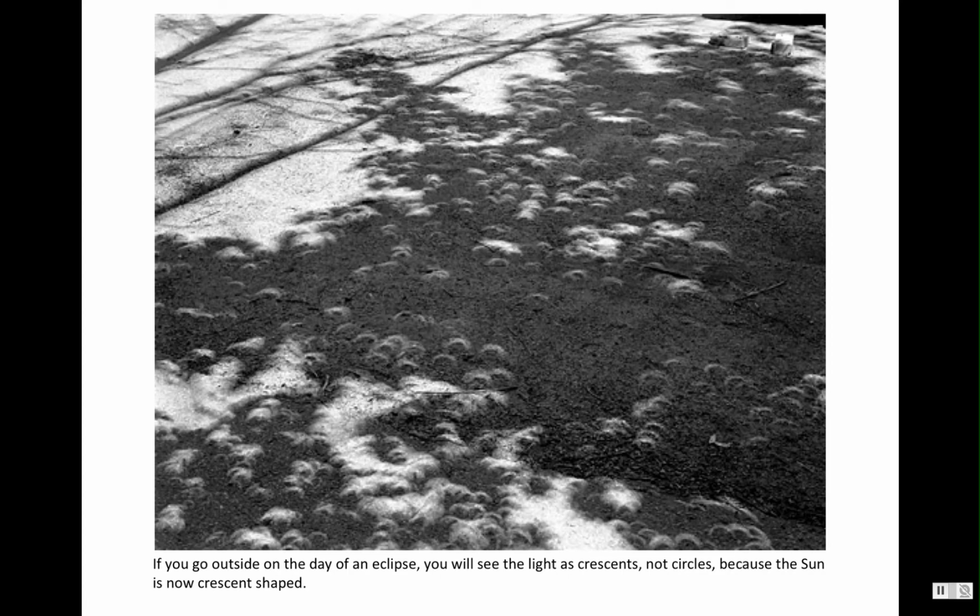And the proof of this is if you ever go outside on the day of an eclipse and you look down at the same kind of dappled light on the ground, it's not going to be in a circle, it will be in the shape of a crescent, because the sun is now partially blocked by the moon and takes on that crescent shape.